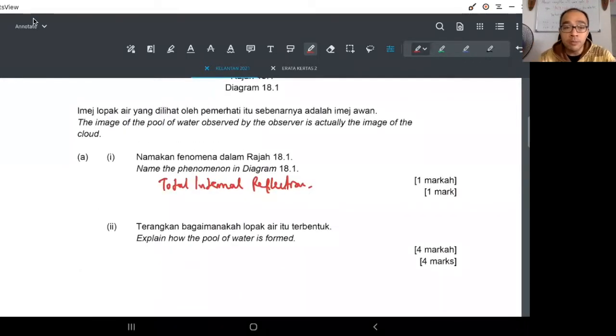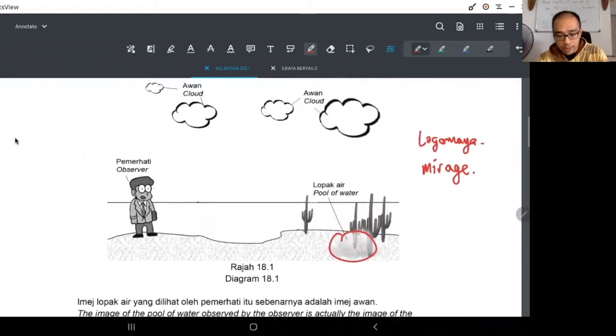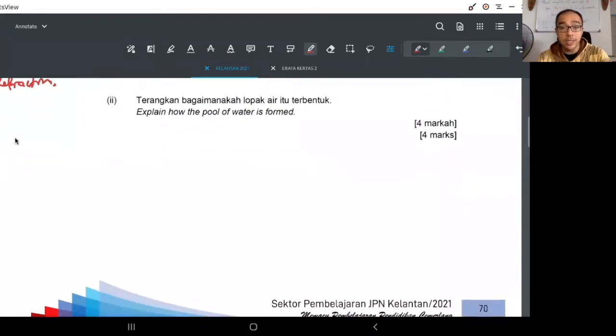So, explain how the pool of water is formed. You need to talk about how the refraction happens, because essentially the pool of water is formed because it is actually an image of the cloud. We see the pool of water because it's actually an image of the cloud. But how does that cloud appear on the surface of the ground lah? This is how we would answer this question.